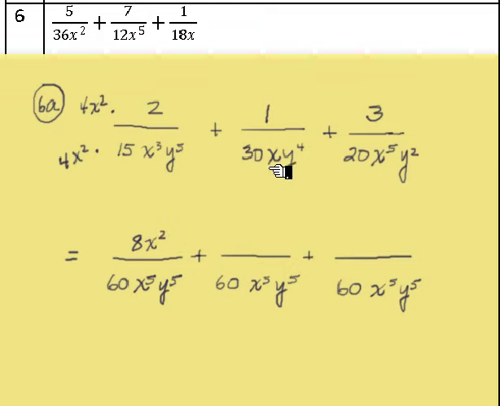Okay, here we need to multiply 30 by 2. We have to multiply x by x to the fourth. And y fourth we have to multiply by y. Okay, so 2x to the fourth y times 1. So that's our numerator, 2x to the fourth y.